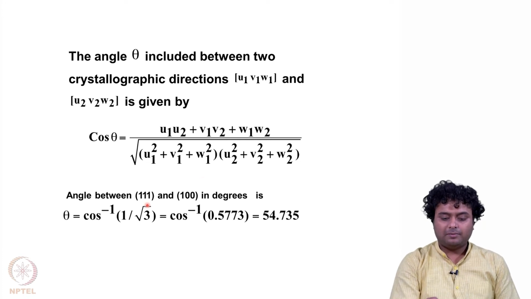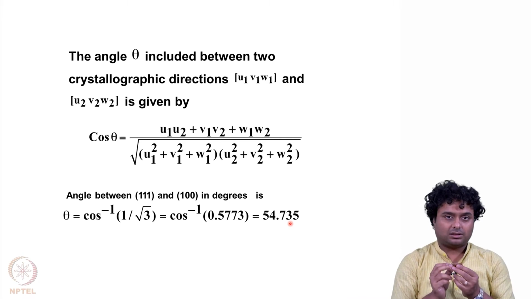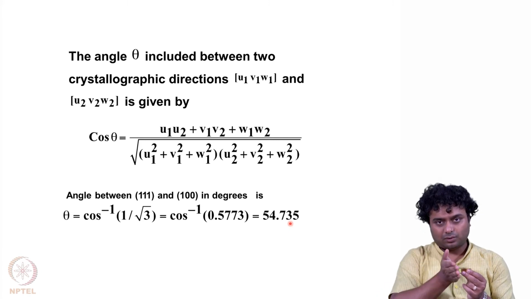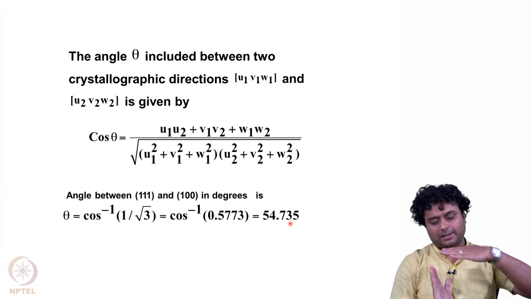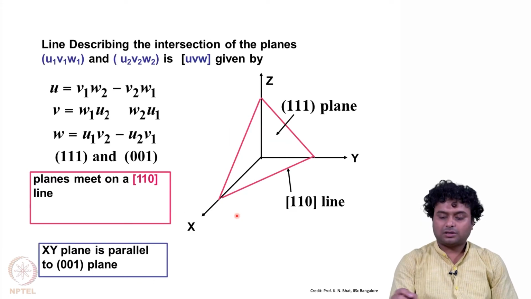Now the angle between this 111 plane and the 100 plane: on the top side it will be 1, and there you will have root 3 into 1, so it is 1 by root 3, and that will give you 54.735 degrees. Let's say this is the block, and let's assume this is the 100 plane, then the 111 plane will cut like this, and the angle made between the 100 plane and the 111 plane is 54.73 degrees.